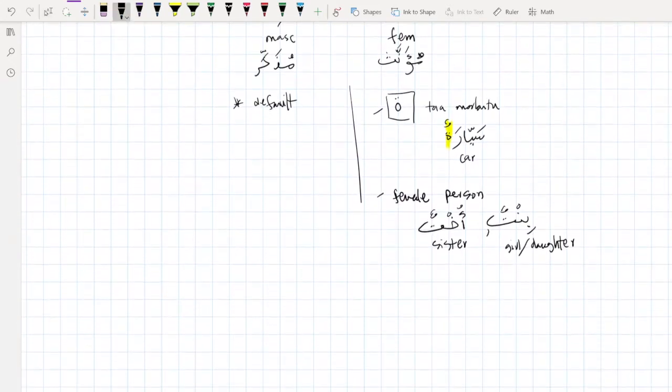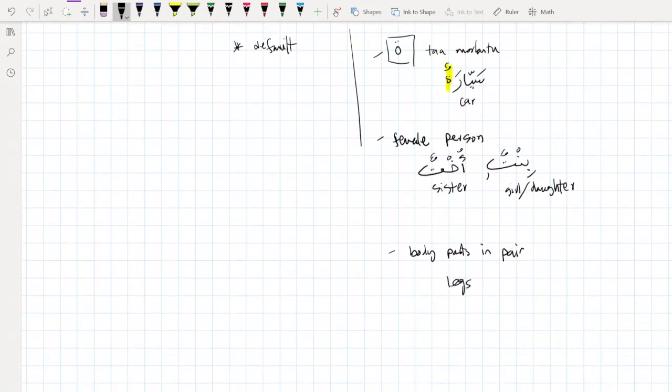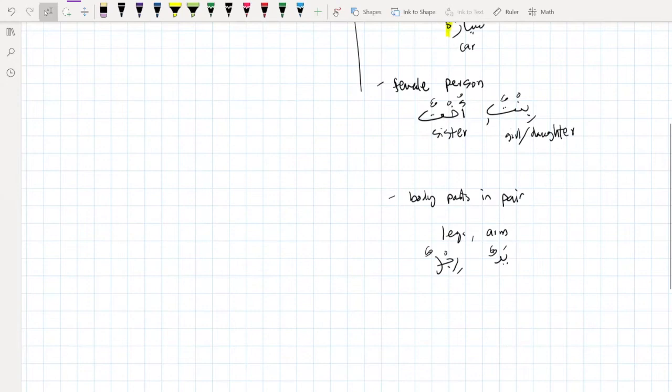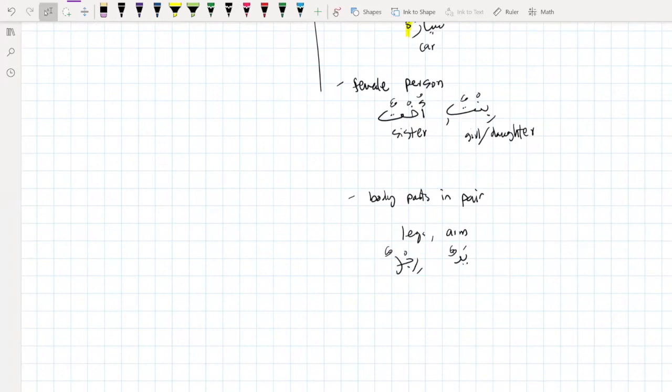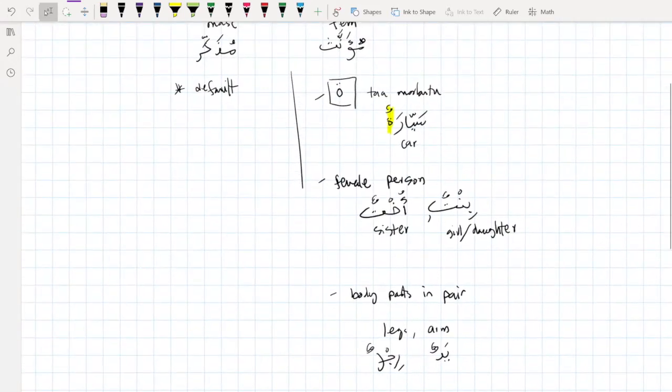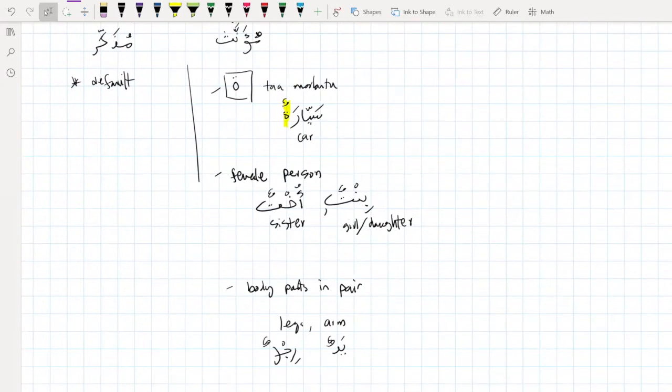We also mentioned, and the book also mentions, a weird rule about body parts in pairs. For example, legs, arms: rijlun, yadun. These are all considered feminine because we have two legs and two arms. Make sense? So these are the main three things we know about mu'annath so far. Yes?